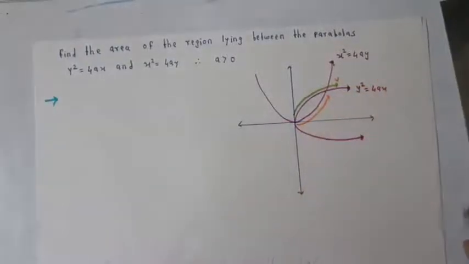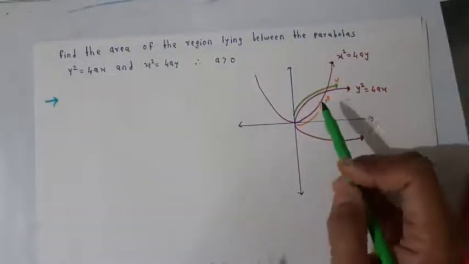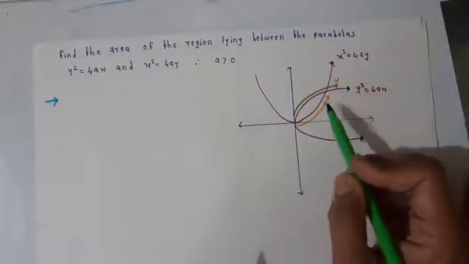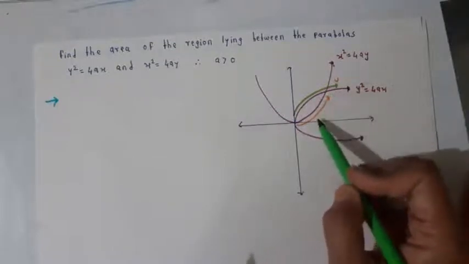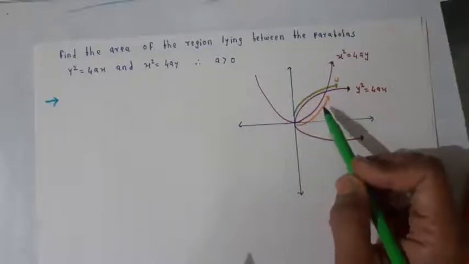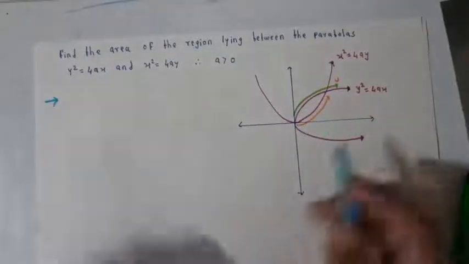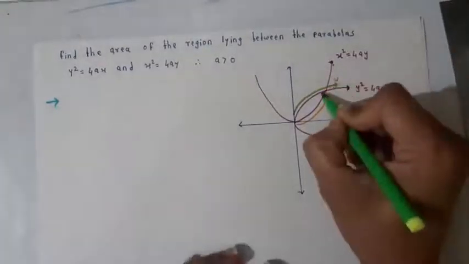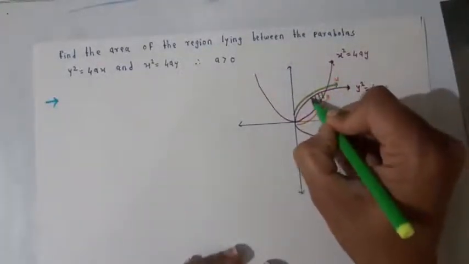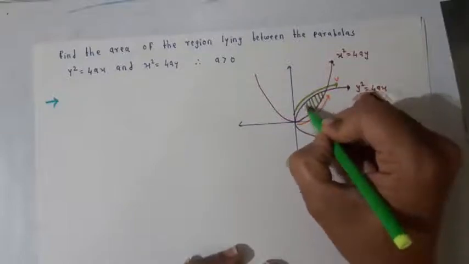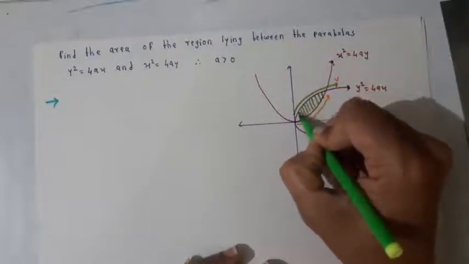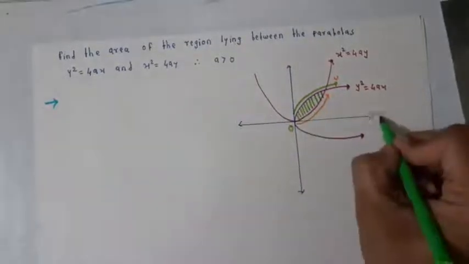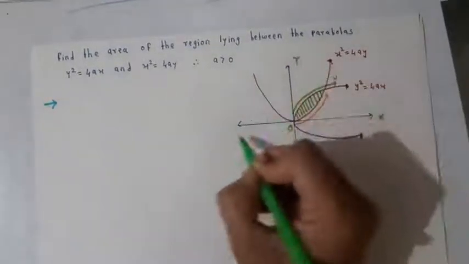In this case, how can we find out the area? The area is the area under the upper curve minus the area under the lower curve. So let us find out the area. Now this is the required area, which is shaded by me. Students, here are the x-axis and y-axis.